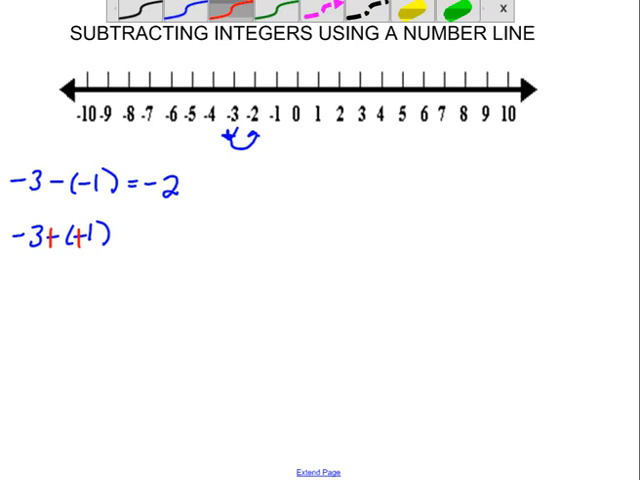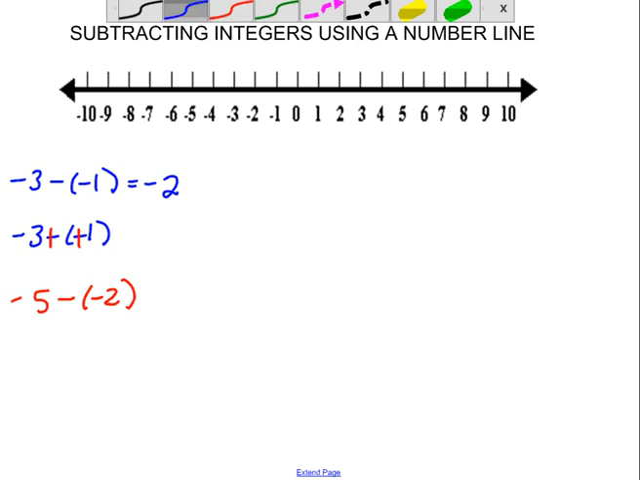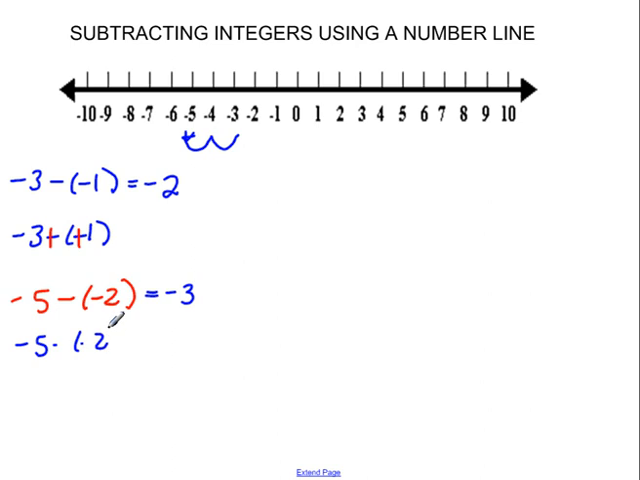So let's do another example. -5 minus -2. So let's erase this. So we start at -5. We are subtracting, but because we're subtracting a negative, we're going to move to the right. So we're going to move to the right 2. 1, 2. And our answer for that will be -3. Again, you can think of that as adding the opposite if you want. So here we add the opposite. So that's why we get that answer.